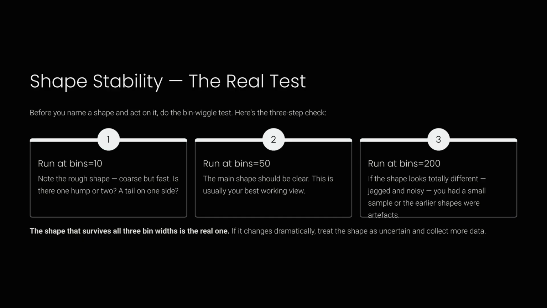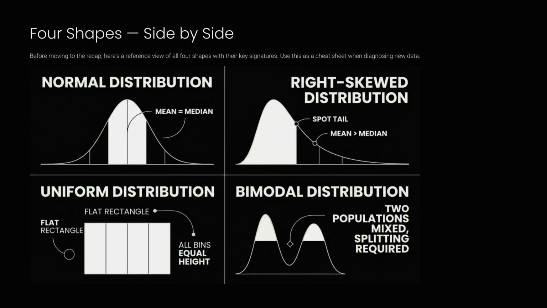Before finalizing your diagnosis, apply the bin wiggle test. Observe your data at different bin widths. The shape that remains consistent across these views is likely the true underlying pattern. For your reference, here are all 4 shapes side by side. Use this visual guide as a constant resource when you begin diagnosing the distributions in your own datasets.